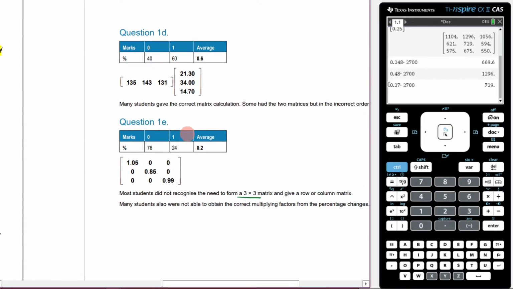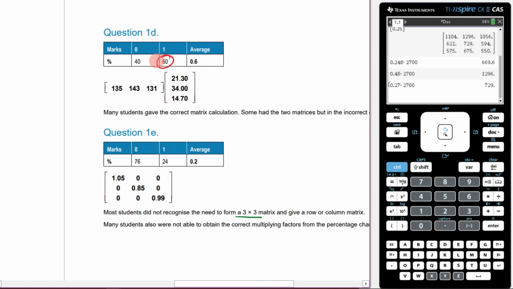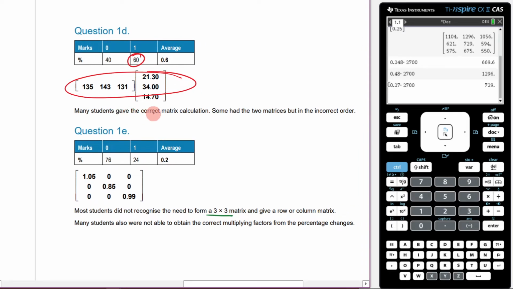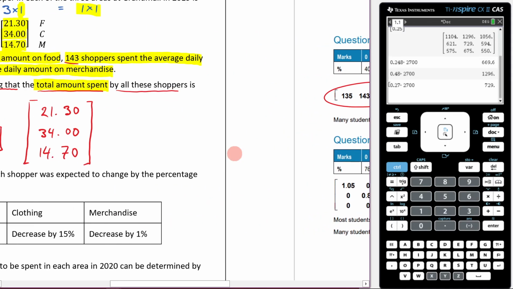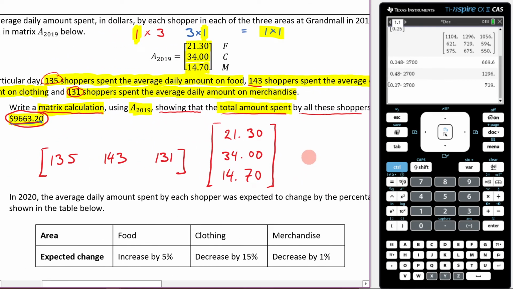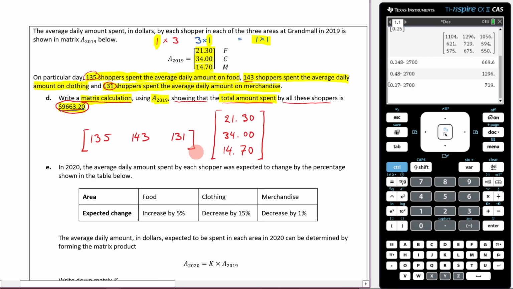As you can see, if we come over here, 60% of people got this correct. There's the answer. That's what we wrote. Many students gave the correct matrix multiplication. Some had 2 matrices, but in the incorrect order. So remember, you have to consider the order of your matrix multiplications in order to make sure that they're in the correct positions here and here. People obviously wrote this one over on that side, but that wouldn't give you a 1 by 1 in the end. Okay, that's how you do that question. Hopefully that made sense.